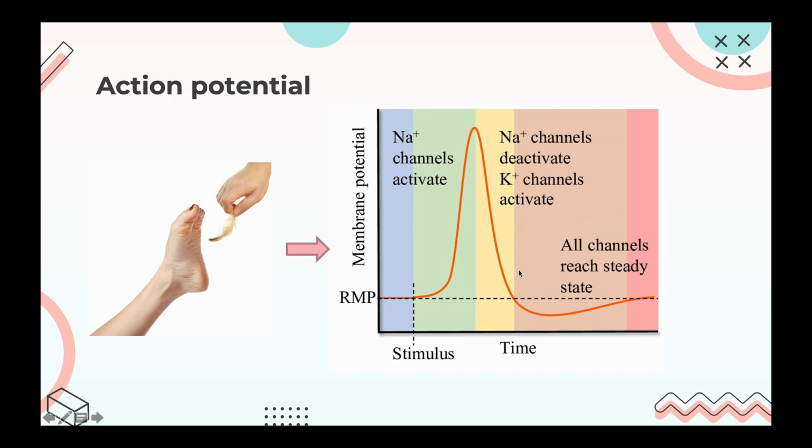Everything will go out. And because the potassium channels are pretty slow in closing again, you get this small dip over here. These processes have names. When the graph moves up, it's called depolarization. When it moves down, it's called repolarization. And when it moves below the resting membrane potential, it's called hyperpolarization. And over here, eventually everything goes back to normal.